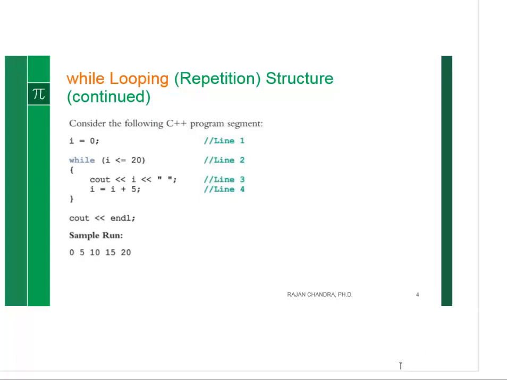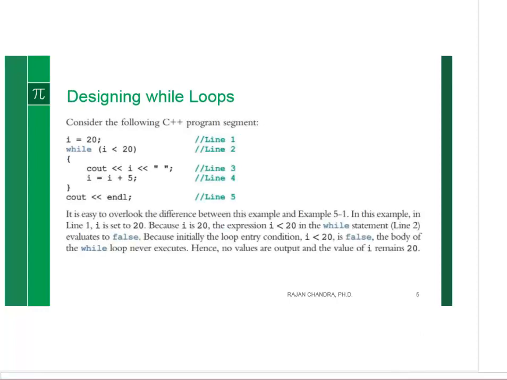And we explained this before. If I is less than 20, then we will not print 20. Instead, we're going to stop at I equal to 15.